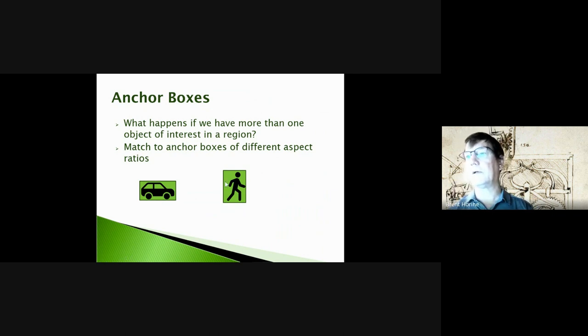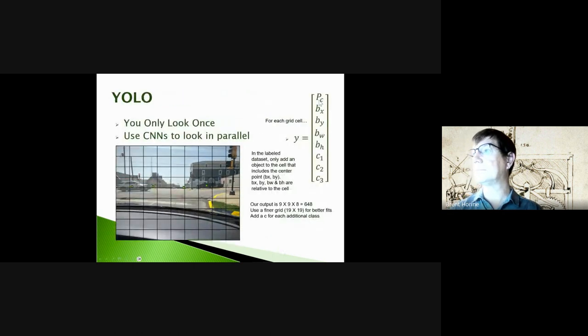Same type of situation, except now we might have one of these labels for each anchor box. An anchor box is a particular aspect ratio. If we have five of them, then maybe we have five of these for each cell. Most of these, the PC is going to be zero, but we're going to have two, three, four, five of each of these for every cell.